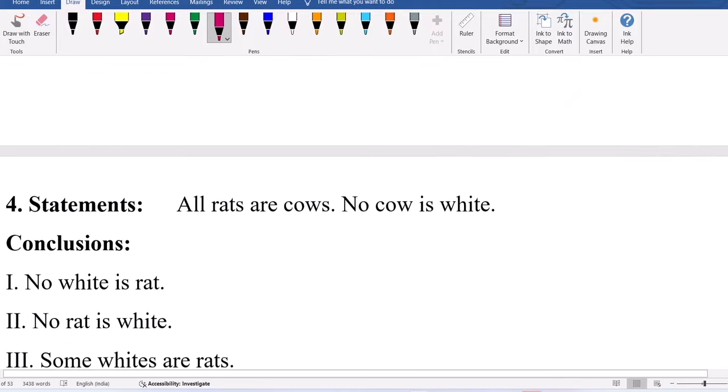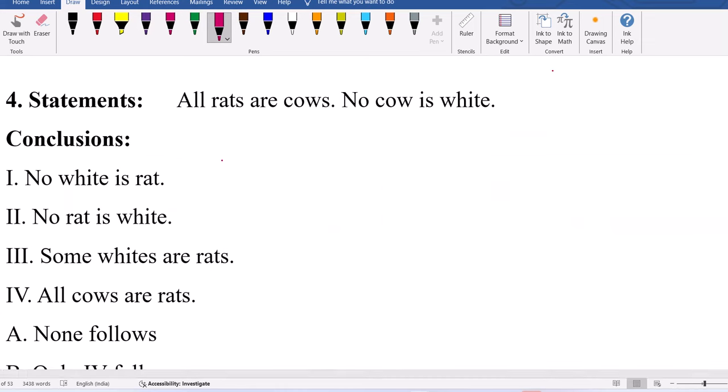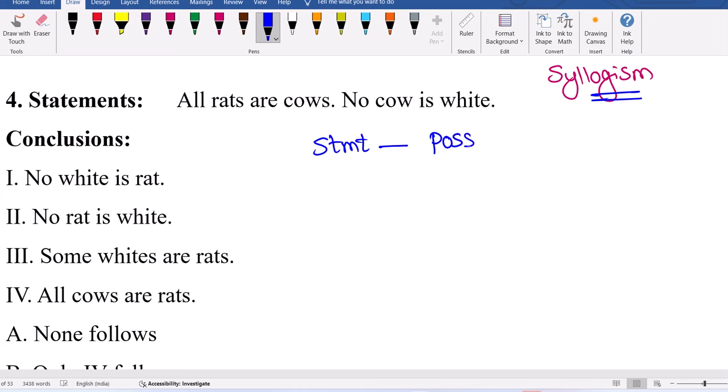Right. Now let's see the syllogism concept. Critical thinking and problem solving: seating arrangement, data sufficiency, and the second section, syllogism. Now what is the procedure to solve syllogism concepts? With respect to the given statements, draw the possible diagrams. And then, with respect to the diagrams, decide the conclusions. Draw the diagram satisfying the statements, and from the diagrams, decide which conclusions follow.